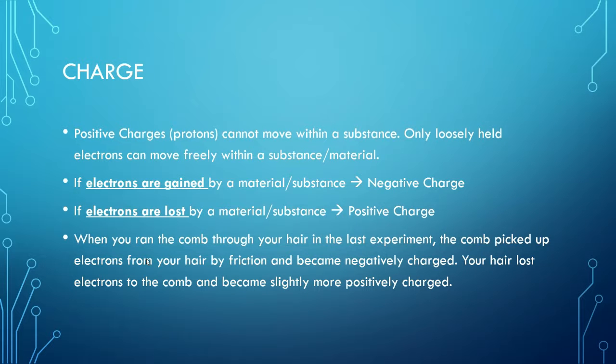So again, when we talk about charge, positive charges, which come from protons, cannot move within a substance. Only the loosely held electrons can move freely within a substance or material. So if electrons are gained by a material, that means it's getting more negative and getting a larger negative charge. If electrons are lost, that's kind of like subtracting a negative, so you gain a positive charge.